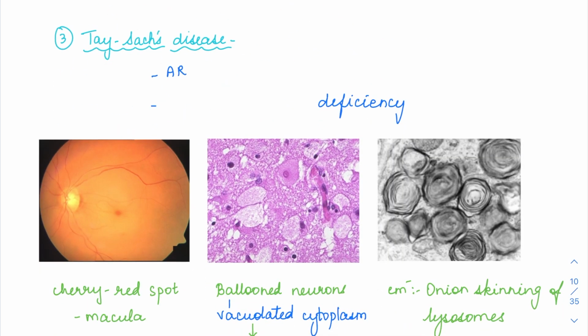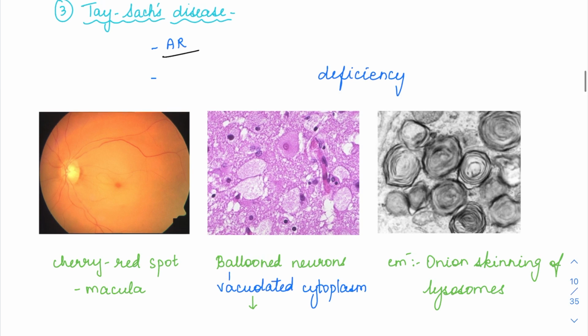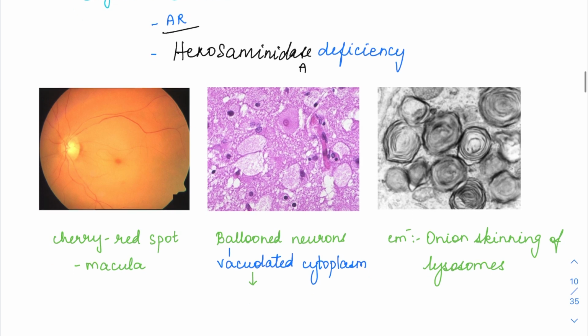So now we have seen some of the autosomal dominant disorders. Now we'll see some examples of autosomal recessive disorders. The first one will be Tay-Sachs disease. Tay-Sachs disease is a lysosomal storage disease. Obviously it will be autosomal recessive because the enzyme which is deficient here is hexosaminidase A. So hexosaminidase A deficiency is going to be there.